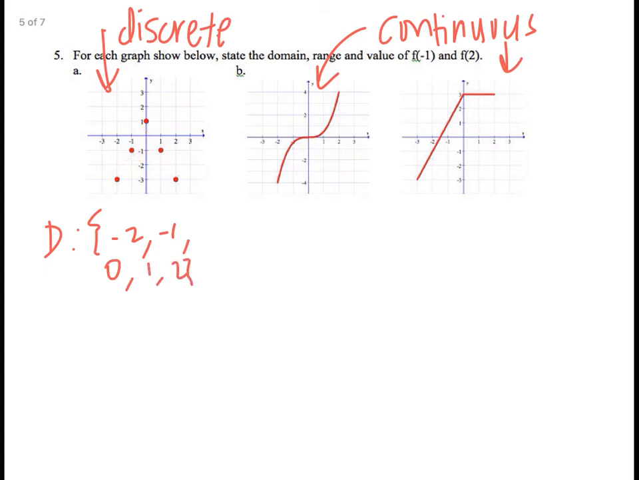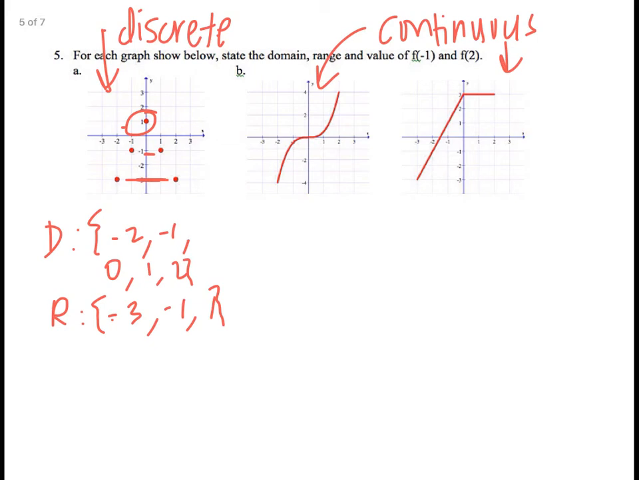Now that my domain is done, let's look at our range. I'm going to try to write a little smaller here. Range is our y's. So if I look here, I can see that these 2 points share the same y value. I only have to write it once, so -3. These two share the same, which is -1. And then this one right here has a y value of 1.